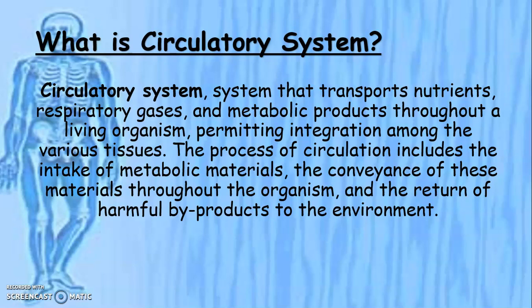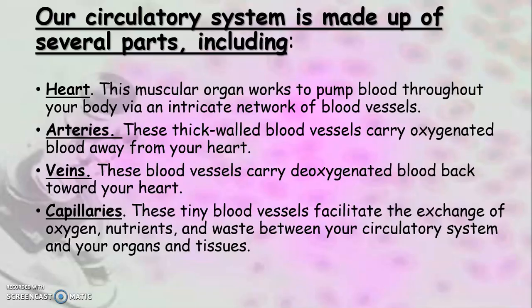So when we say circulatory system, it is also called cardiovascular system. So cardio refers to the heart and vascular refers to the channel of passage through which blood passes. So next, our circulatory system is made up of several parts including heart, arteries, veins, capillaries.